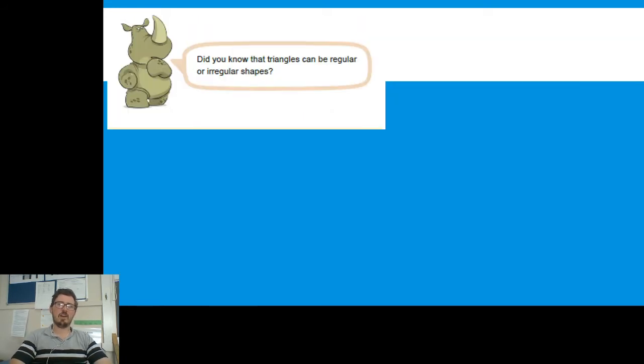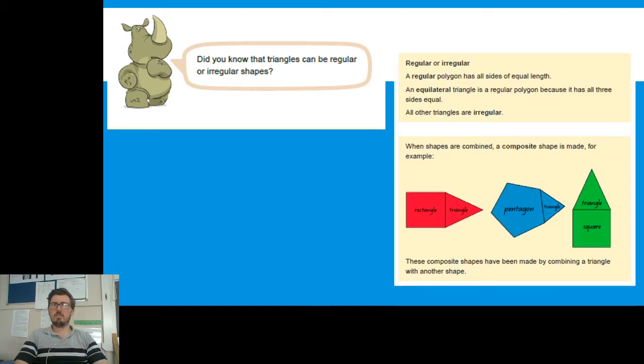Now, did you know that triangles can be regular or irregular shapes? A regular polygon has all sides of an equal length. So what I said before about the rectangle is not correct, because all sides have to be equal for it to be a regular shape. A rectangle only has two sides that are the same. So an equilateral triangle will be regular because all the sides are equal to one another. Every other triangle is irregular.